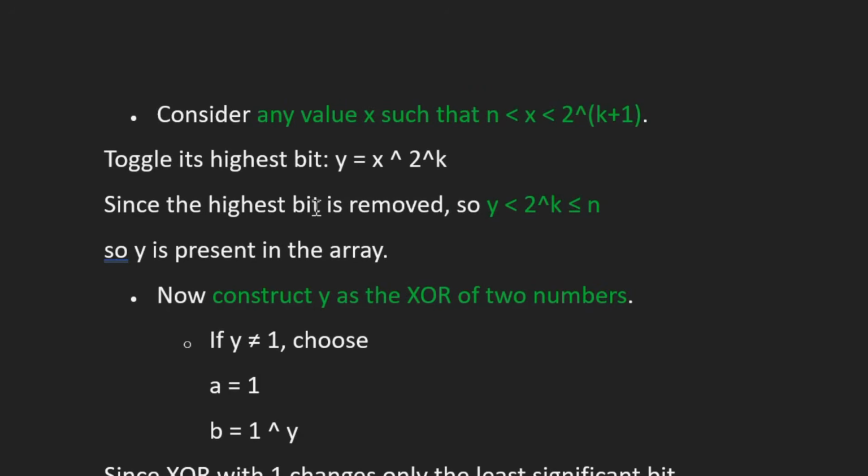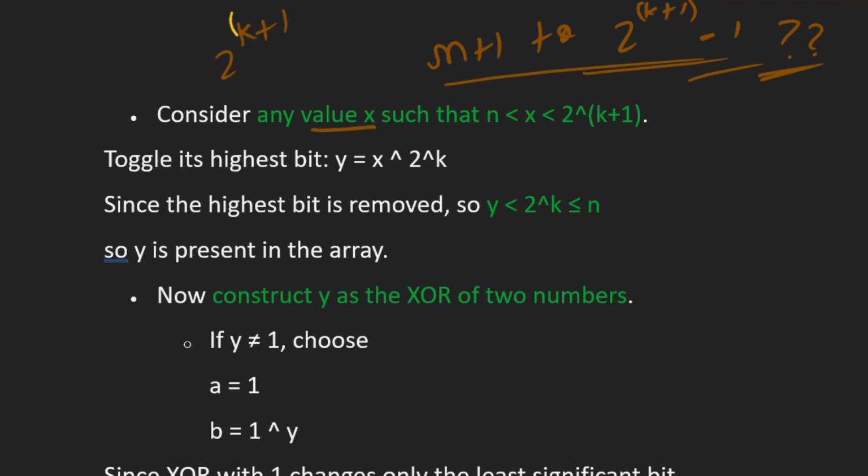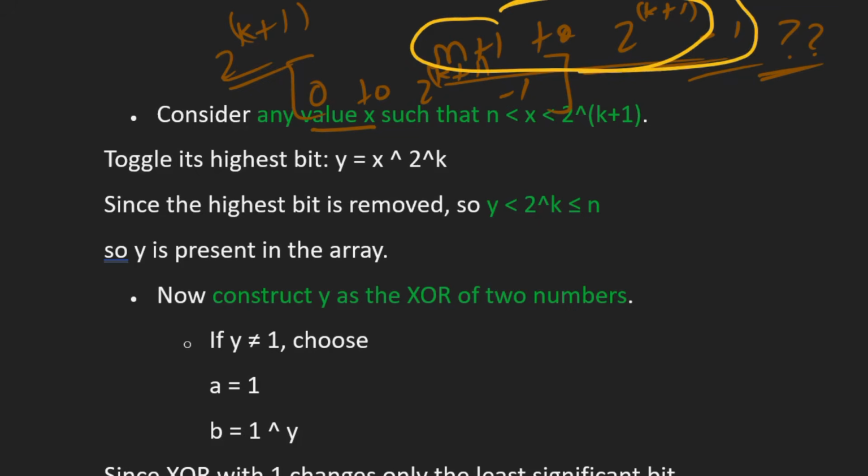And then let's see how we'll get the value x from n plus 1 to 2^(k+1) minus 1. Let's see how we'll achieve these values, because we have discussed that we can get at most 2^(k+1) distinct values from 0 to 2^(k+1) minus 1, right? So these are the values that we can get. How can we achieve the values from n plus 1 to 2^(k+1) minus 1?